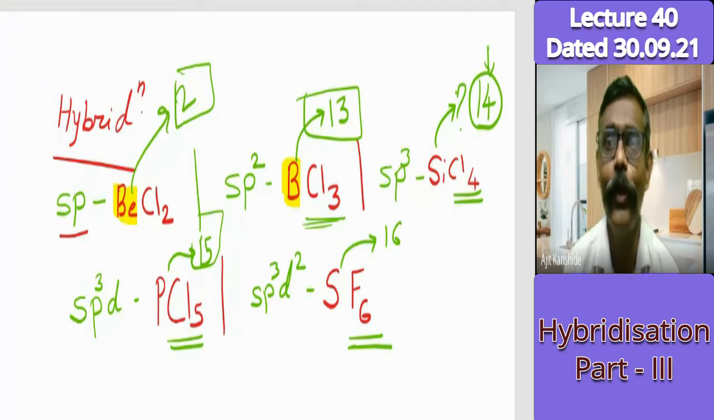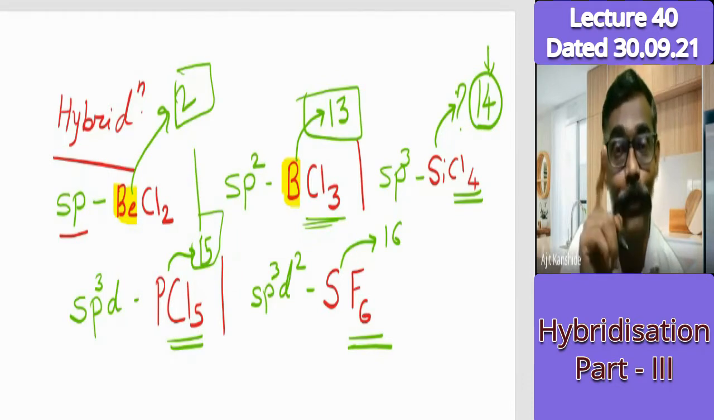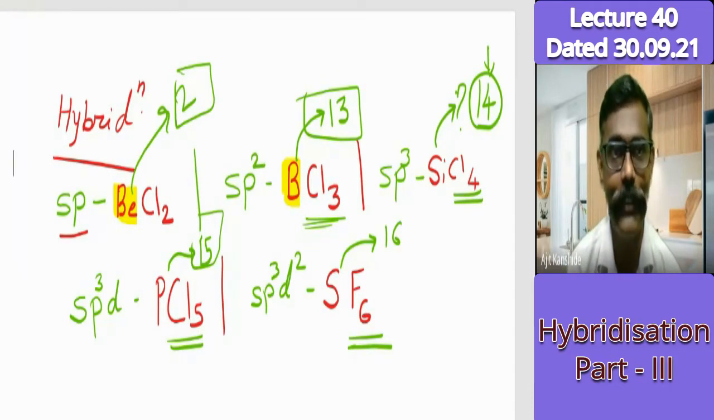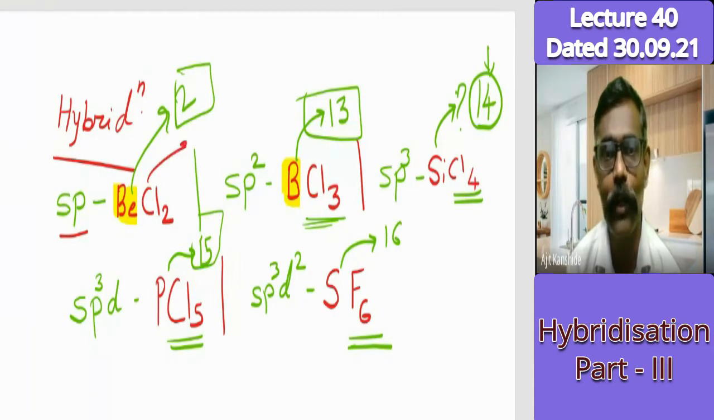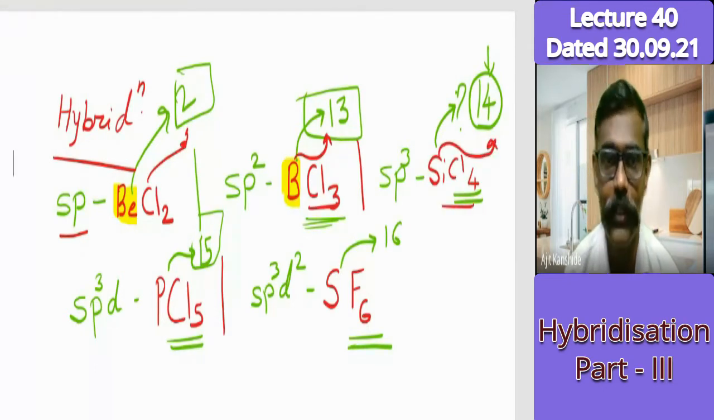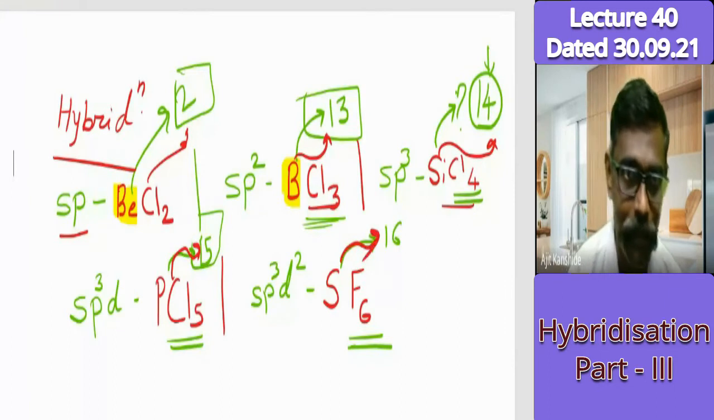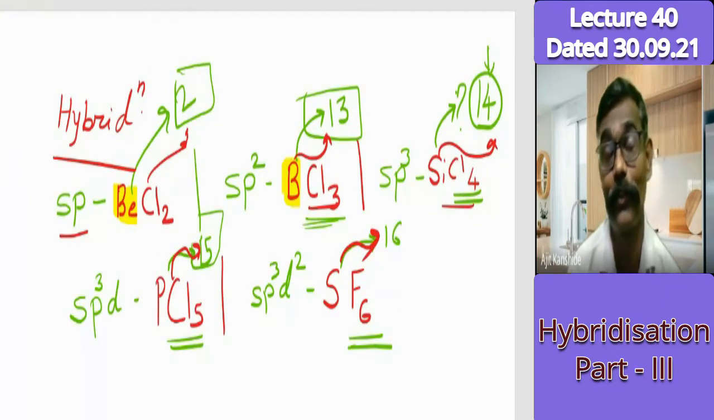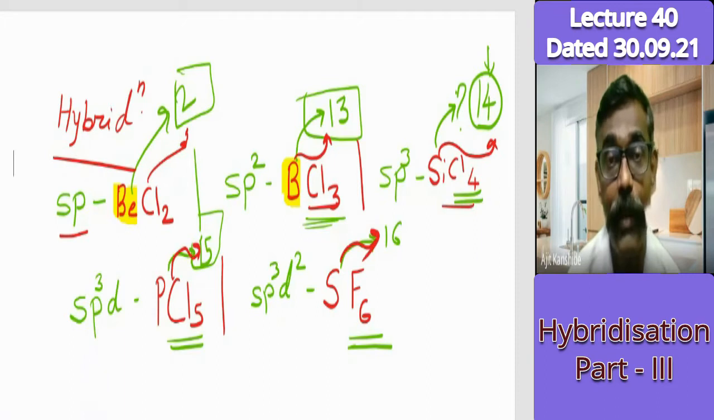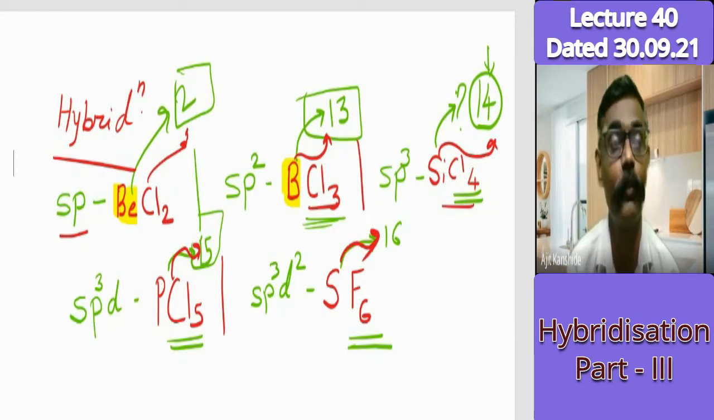Why is it so? Because group number depends upon valence electrons, the electrons in the outermost orbitals. Here see, in the case of beryllium, 2 electrons are there. So it's the second group. Here 3 electrons are there, 3 chlorine atoms surrounding. 4 electrons are there, 4 chlorines are surrounding. 5 electrons are in the outermost orbitals, so 5 chlorines are surrounding. Here 6 electrons are in the outermost orbitals, so 6 fluorines are surrounding. So the number of peripheral atoms is decided by means of the total available electrons in the outermost orbitals.